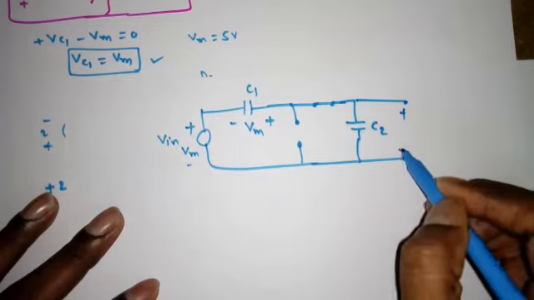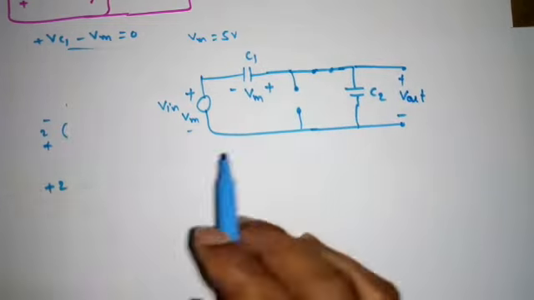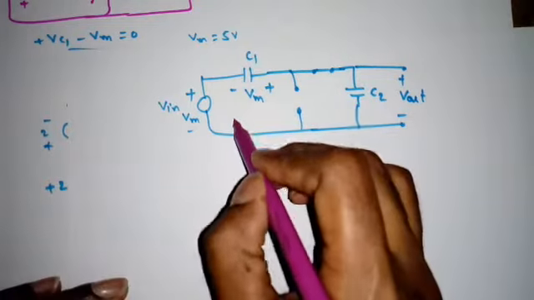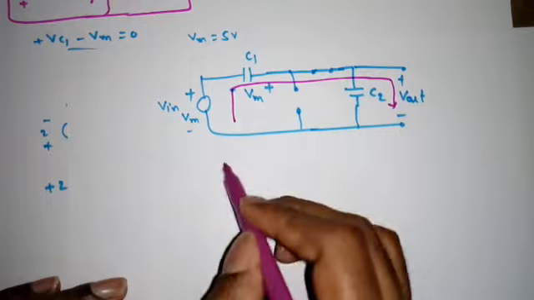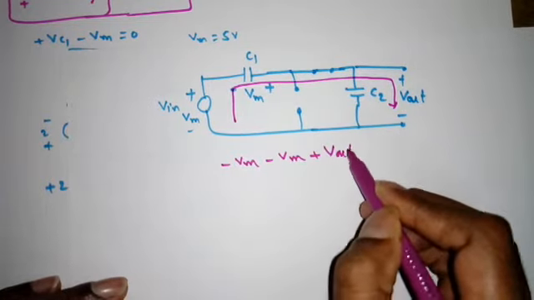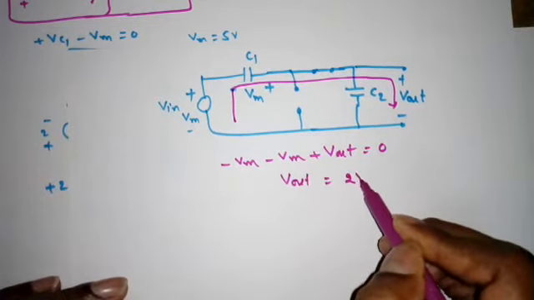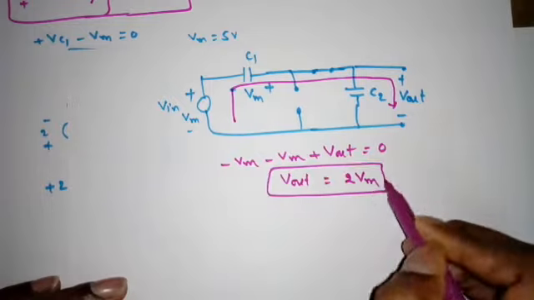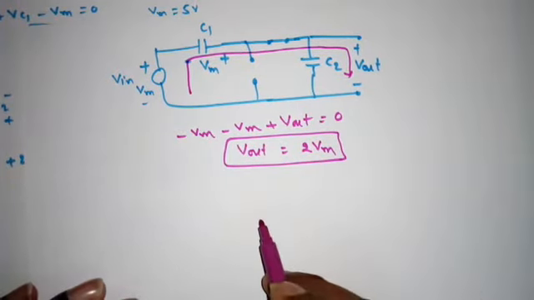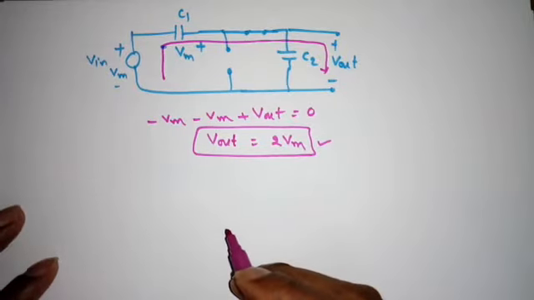Now I need V out, right? To find that, I can apply KVL, and we will get something like this. So minus Vm plus V out is equal to 0. So what is V out? 2 times of Vm. So the output voltage is twice the input peak, right? So this is a voltage doubler circuit.